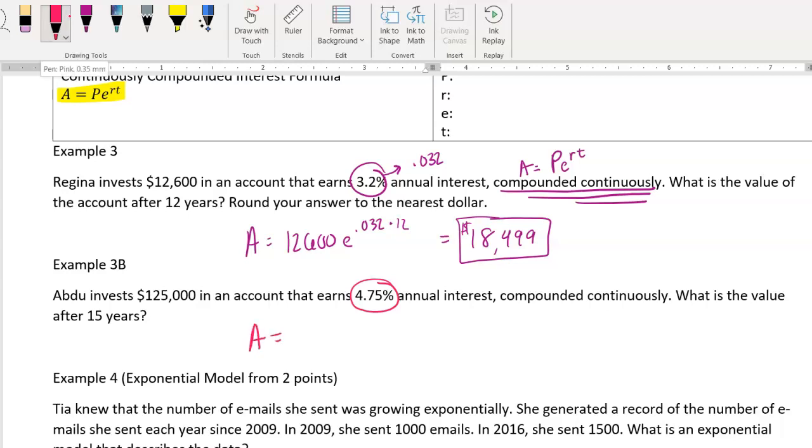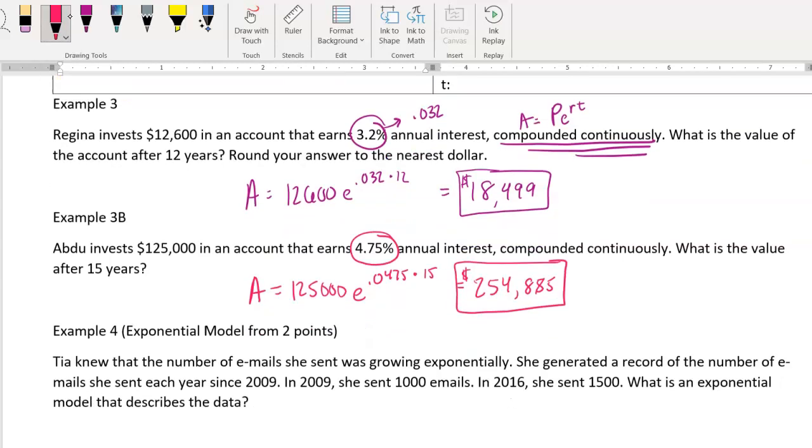All right, how did you do? You should have gotten $254,885 as your answer. If you didn't get that, here's how you set it up. We start with your principal amount, 125,000, and then times e, and then our exponent is going to be 0.0475 times 15 years. When you type that in your calculator, you end up getting $254,885 if you round to the nearest dollar amount.